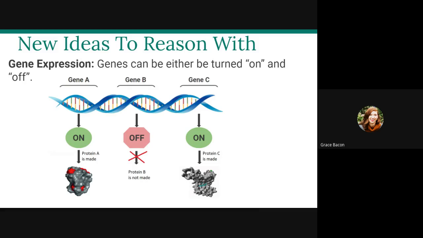And then we have a third one here. So the third section of the DNA codes for gene C. That one is turned on, so the protein is made. So if it's turned off, we don't get the protein.